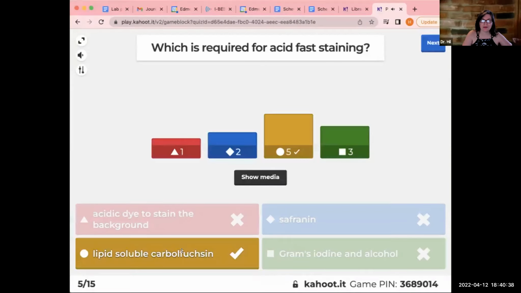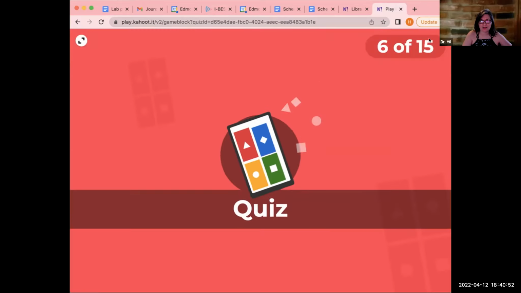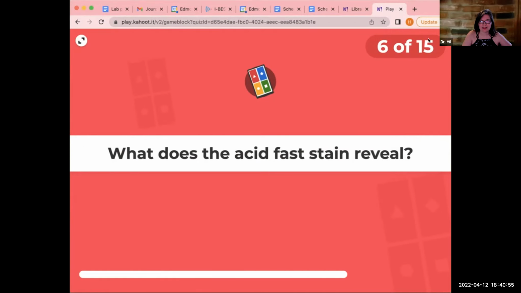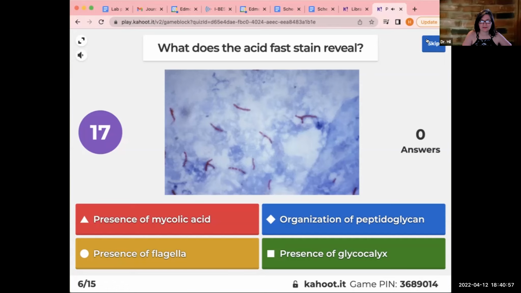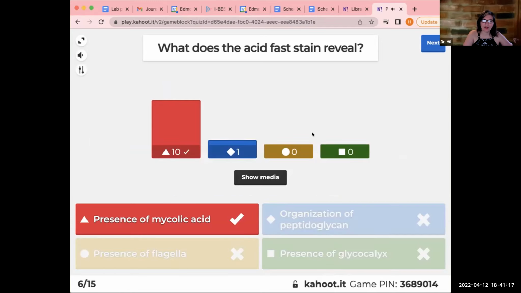Carbolfuchsin, lipid-soluble. Remember that acid-fast has mycolic acid in the cell wall. That's a waxy chemical. We need the carbolfuchsin dye because it's the only one that can penetrate through wax. It's lipid-soluble. Wax is a lipid. Great job. What does the acid-fast stain reveal? Yeah, it tells us if there's mycolic acid there or not.